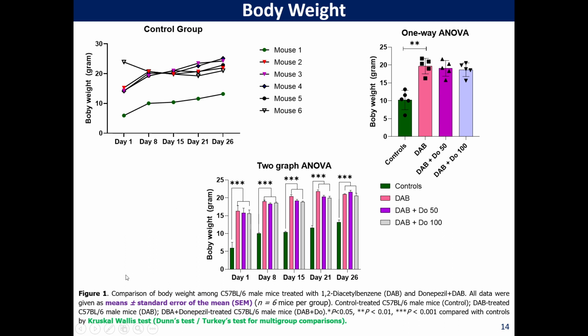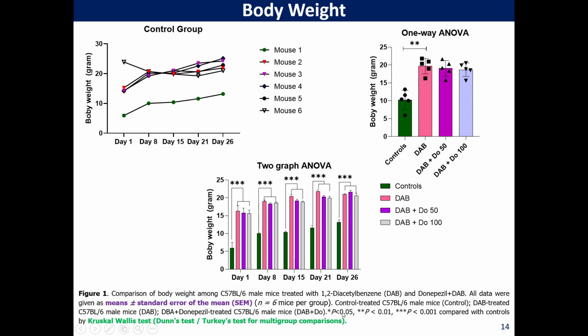But more importantly, you need to write down the title right here. For example, comparison of body weight among male mice treated with 1,2-diacylbenzene and donepezil plus DAB. The data are given as mean and standard error of the mean, with 6 mice per group. And you need to explain the abbreviations. For example, control treated with saline, and DAB treated with DAB or DAB treated with donepezil. You need to explain your abbreviations here, and you need to explain the star here.